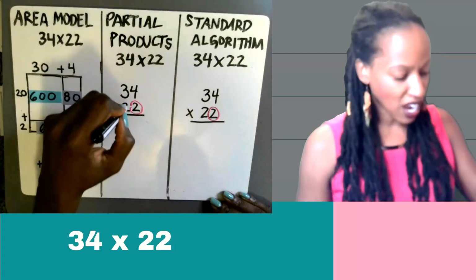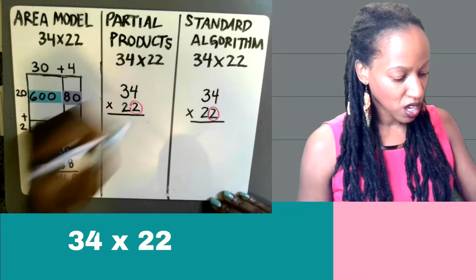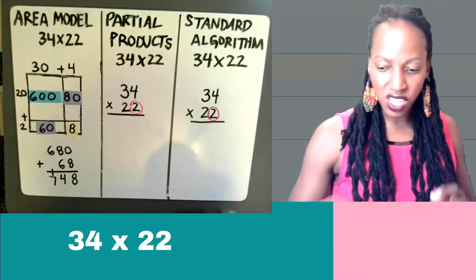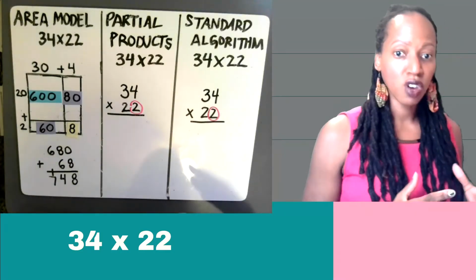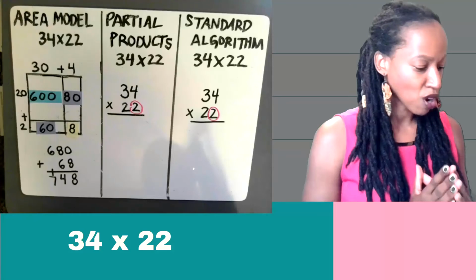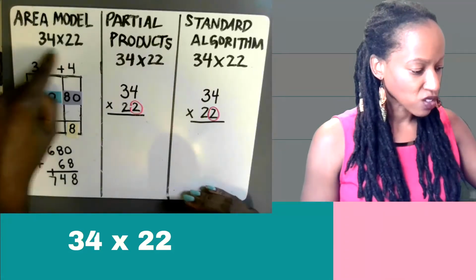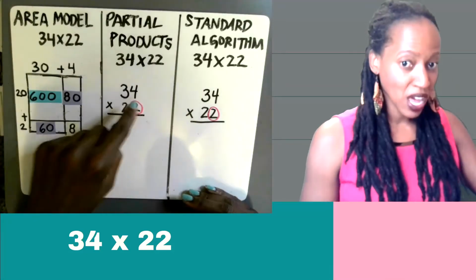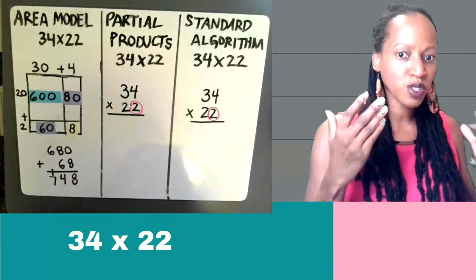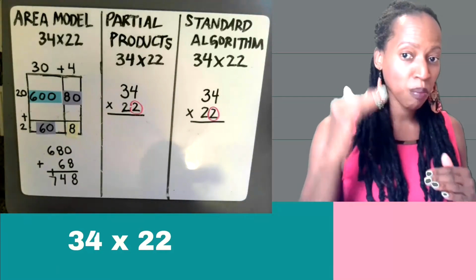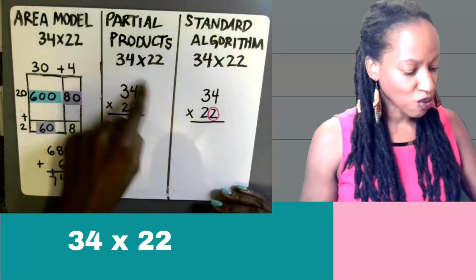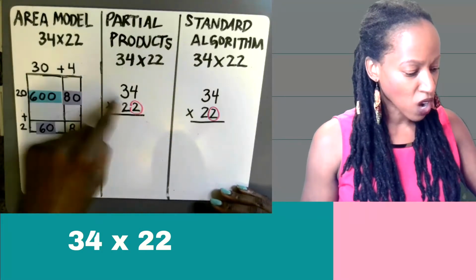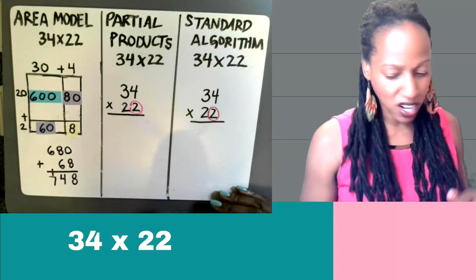Let's now look at how the partial products would relate, okay? So I'm going to do the same thing. I want you to notice that vertically when I lined up my partial products, my first factor was 34, so at the top I put 34. It just helps me to easily compare my partial products if I line them up the same way, okay? So because my first factor is 34, I put 34 at the top, and then my second factor is 22.